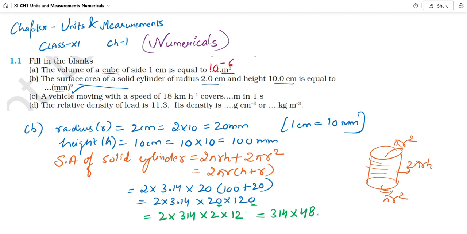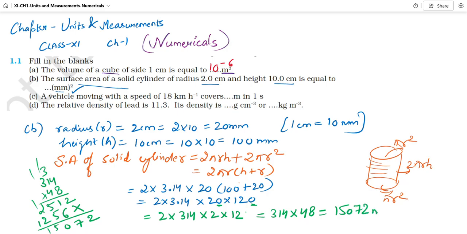Now we just need to multiply this. So we need to multiply 314 by 48. 8 4s are 32. 8 1s are 8, 11. 8 3s are 24, 25. Then 4 4s are 16. 4 1s are 4 and 5, and 4 into 3 is 12. So that comes out to be how much, class? 15072 mm squared. And that is the surface area of our solid cylinder.